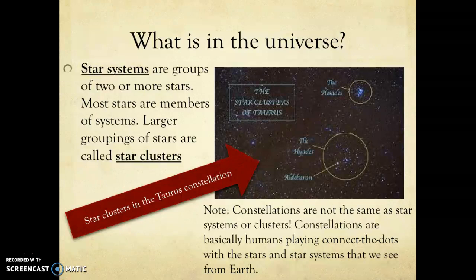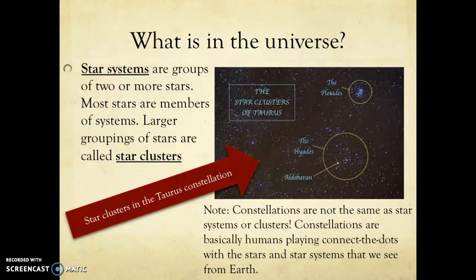Now, one thing I want to talk about real quick is constellations. Up in the sky, people see patterns, and they make shapes. Basically, a constellation is just us playing connect the dots with stars. And sometimes it's not just one star that we see. When we look in the night sky, we might see something that looks like one dot and one star, but it might actually be a whole group of stars that are so far away from us that it looks like it's all one big thing together. So constellations are not the same as star systems or clusters.